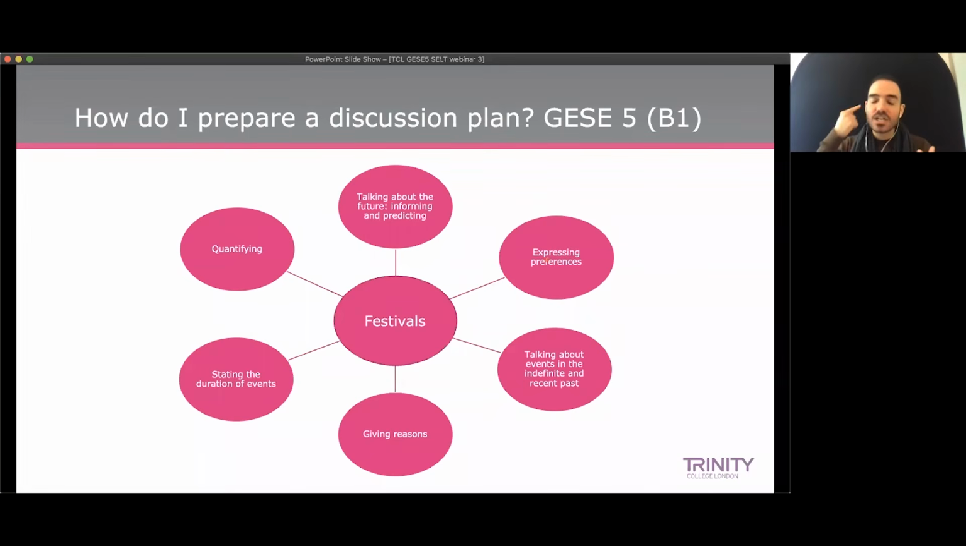So again, try to answer these questions orally later, to use the language that's appropriate for the level, to say, yes, I prefer to celebrate festivals in my home country because... Practice saying this out loud.